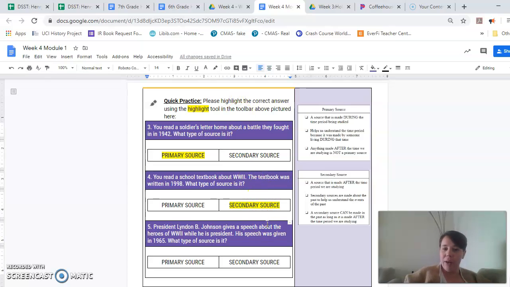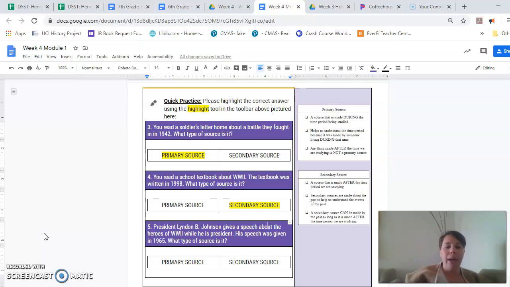This last one is President LBJ, Lyndon B. Johnson, who gave a speech about the heroes of World War II while he was president. His speech was given in 1965. What type of source is it? This one can be a little bit tricky. LBJ was alive at the time of World War II. He did not fight in World War II, as far as I know. I'll have to look back into that. But he was not president during World War II. That was FDR.